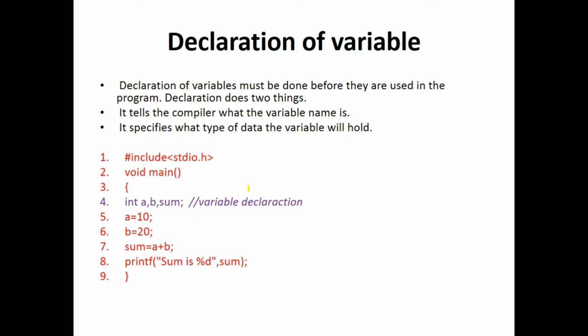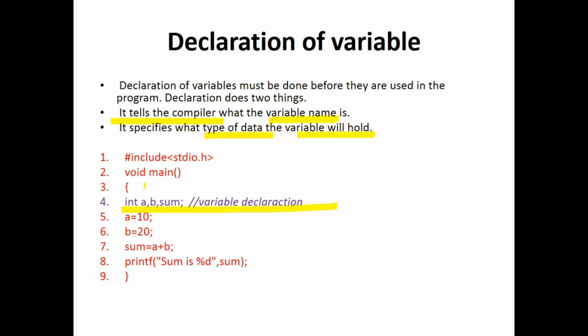Declaration of a variable must be done before it is used in the program. Declaration does two things. It tells the compiler what the variable name is, and it specifies what type of data the variable will hold. Also, it allocates some memory in your main memory, that is, in your RAM. So this is the variable declaration.